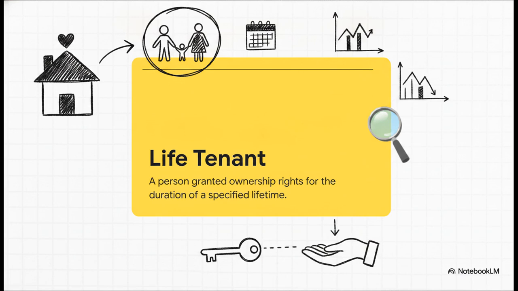Let's transition away from fee simple estates for a second and look at the second major category of freehold estates. A life estate is, well, it's exactly what it sounds like. It's created when ownership rights are granted to a person for the duration of a specified lifetime. The person holding these rights is called the life tenant. They get to enjoy possession and use of the property, though some of their rights might be limited. A highly practical example of this is a parent who transfers the ownership of their home to their children, but legally retains the right to live in and control that property until they pass away. In this scenario, the parent is acting as the life tenant.